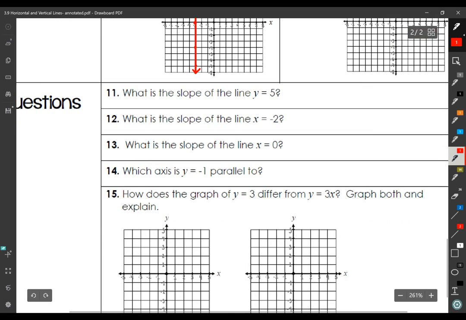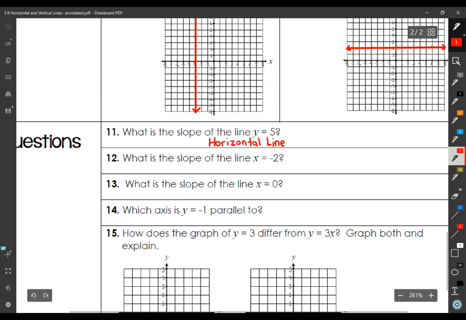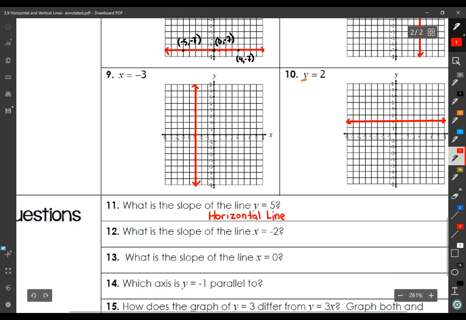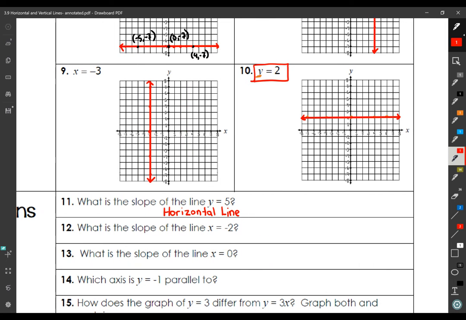Okay, so first of all, is that going to be a horizontal or a vertical line? This is going to be a horizontal line. Because if we want every single point on the line to have a y value of 5, we're going to get a horizontal line. Just like here we had y is equal to 2, and it's a horizontal line. If we had y is equal to 5, it would just be that line right there. I'm going to erase that.